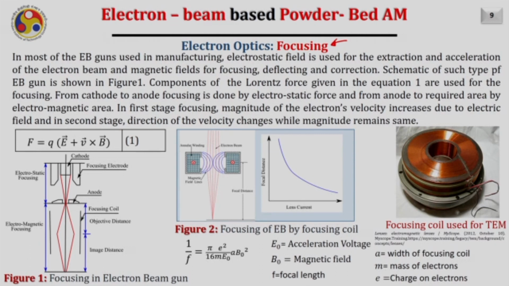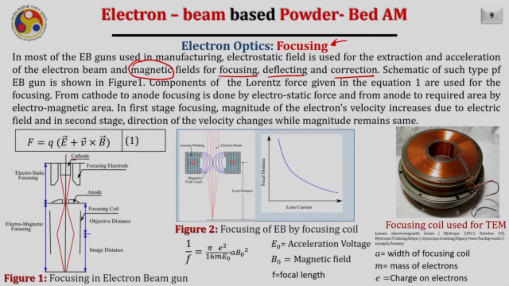So in most of the EB guns used in manufacturing, an electrostatic field is used for the extraction and acceleration of electrons, and the magnetic field is used for focusing, deflecting and correcting the beam. So for focusing, deflecting and correction of the beam, a magnetic field is used, while to give acceleration to the electron beam particles, an electrostatic field is used.